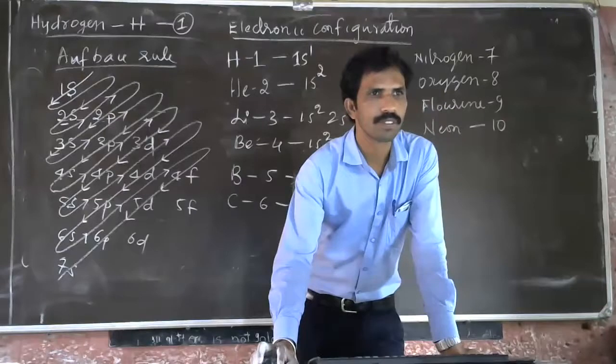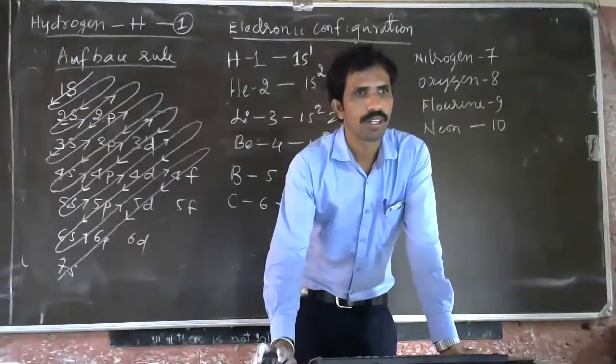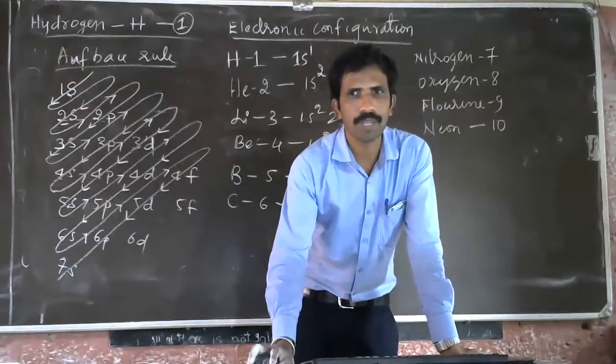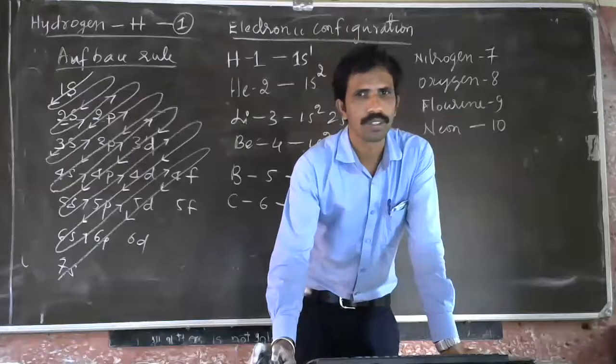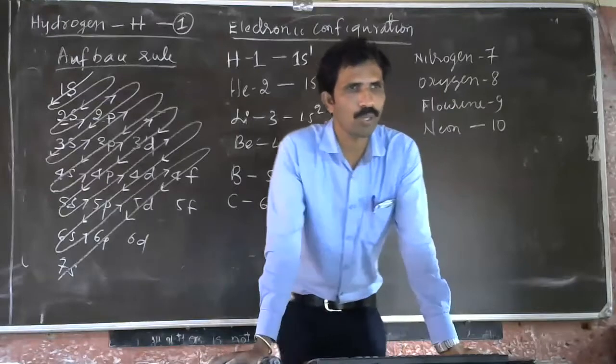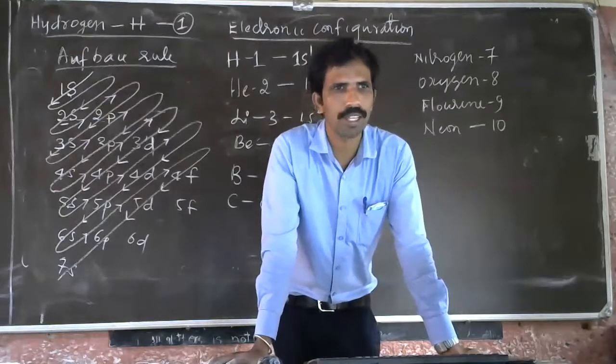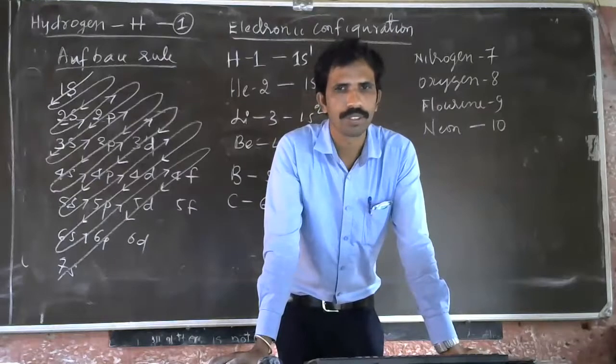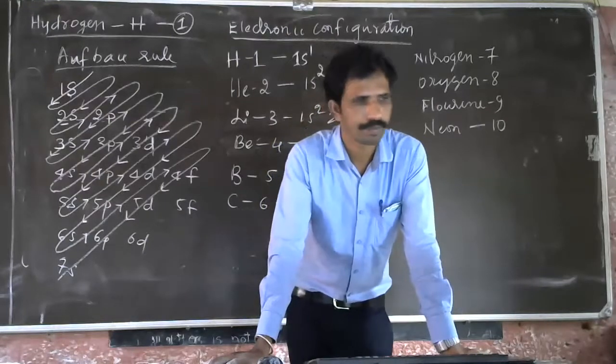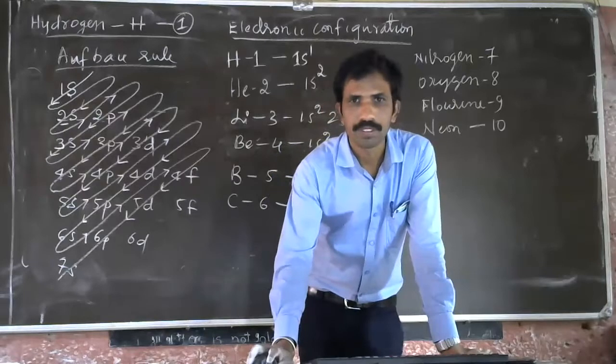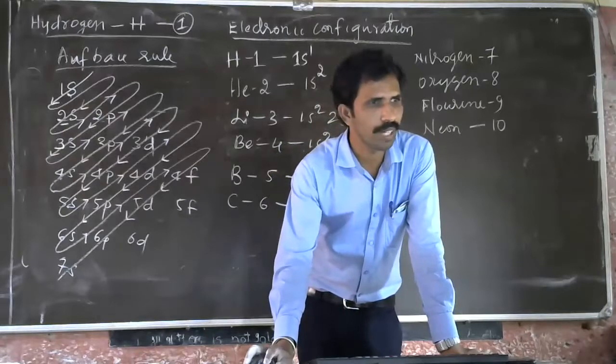Unmute your video. Nitrogen 7, 1s square, 2s square. You show me, display the video. Unmute your video. Display with the help of video. Okay, sir. Show me whatever you have written now. Rachita, show me. Display your electron configuration.